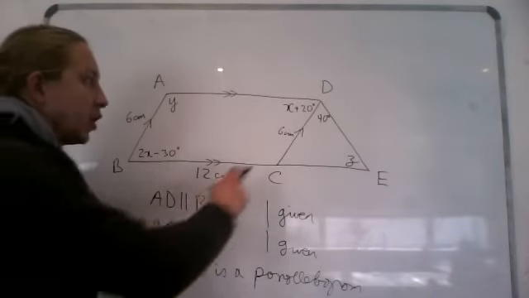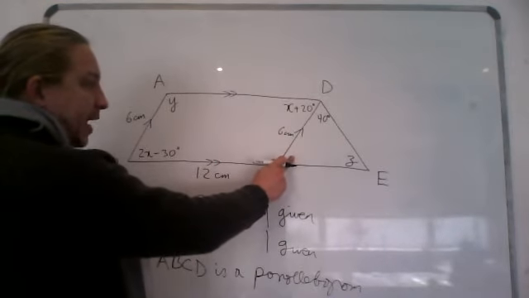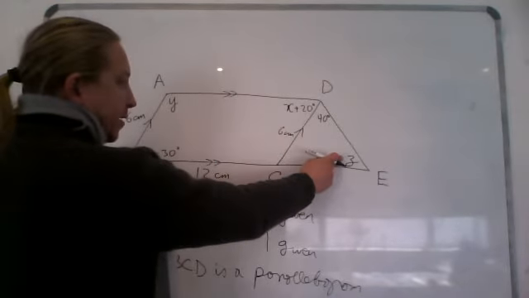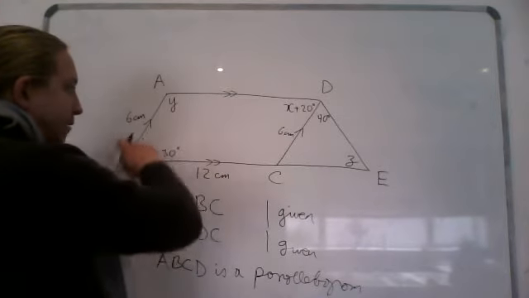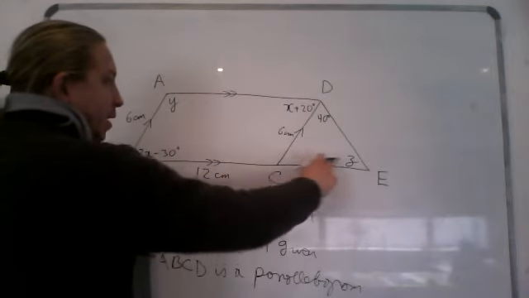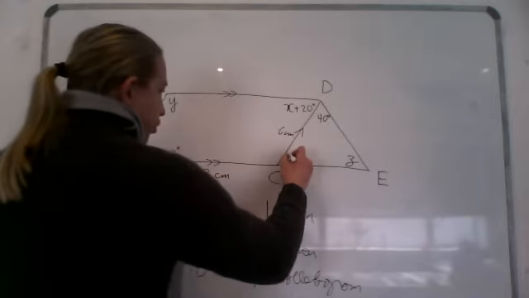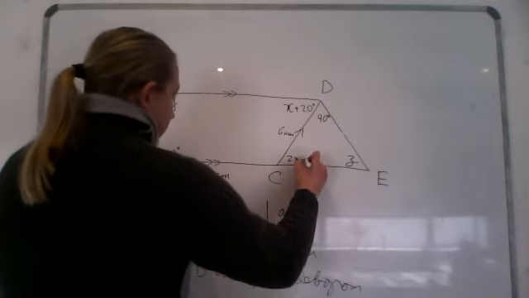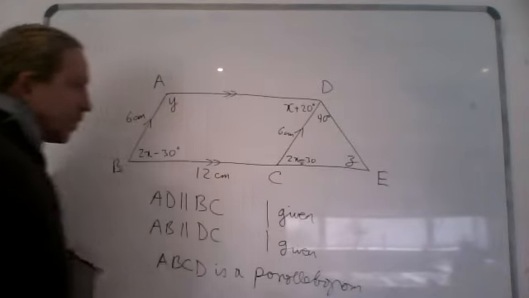Okay, so what we need is this angle over here. If we find this angle here, we can find Z. Okay, how do we find this angle? Well, we have corresponding angles here. So this angle is the same as that angle, which is 2x minus 30.